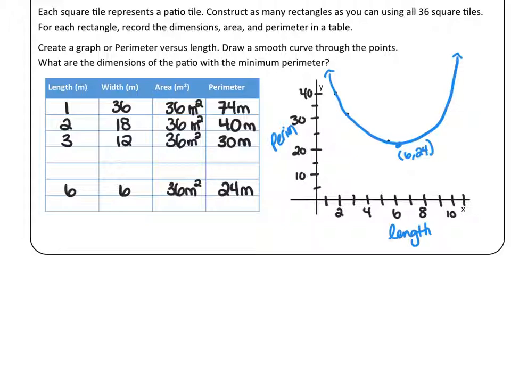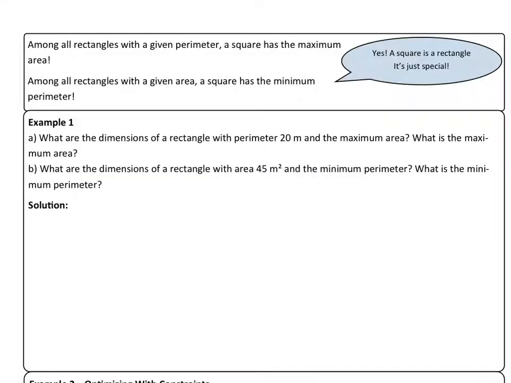That's really interesting. Because moving to the next page, among all rectangles with a given perimeter, you'll notice that a square has the maximum area. And among all rectangles with a given area, it is a square that has the minimum perimeter.